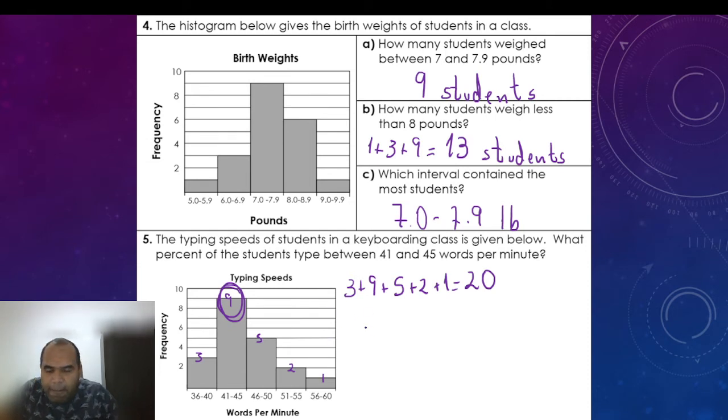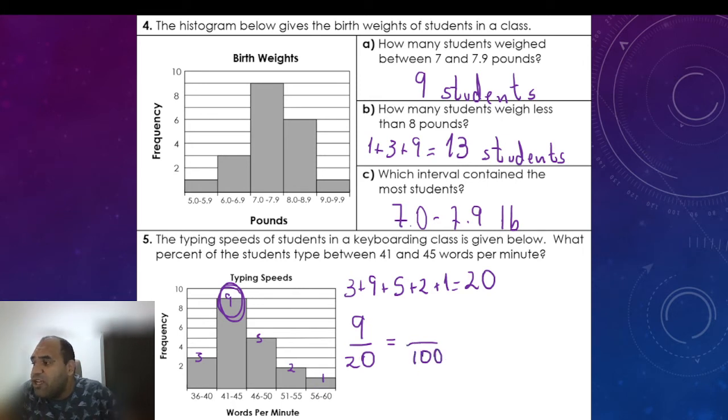Guys, remember, write this in a fraction. Okay, mister. How can I write this in a fraction? 9 over 20. Great. 9 over 20. And how can I make the denominator equal 100? Which number times 20 gives me 100?